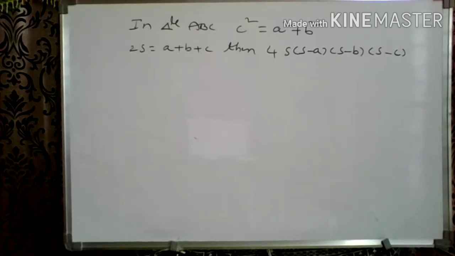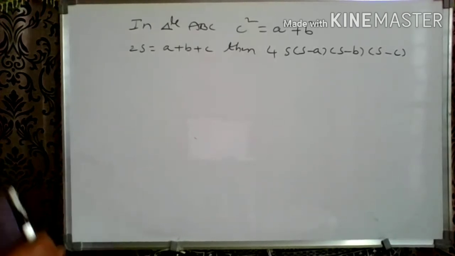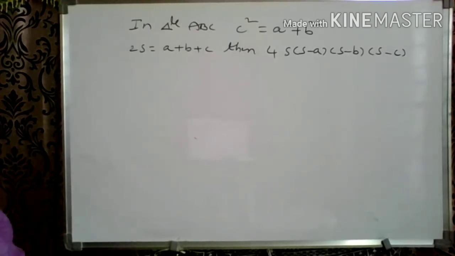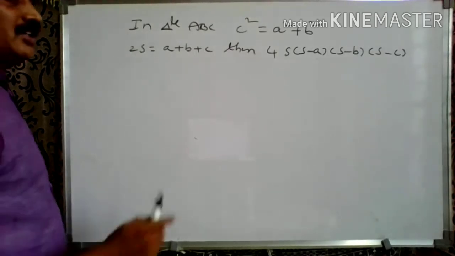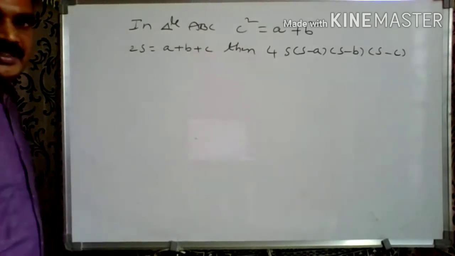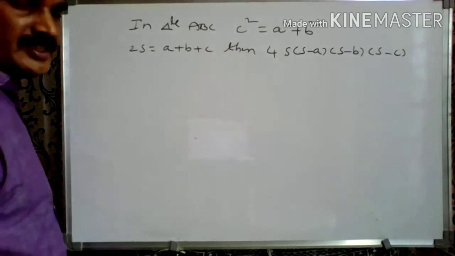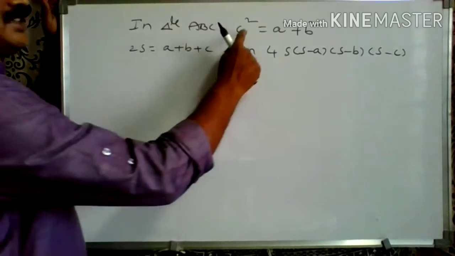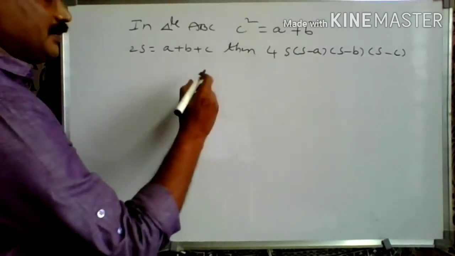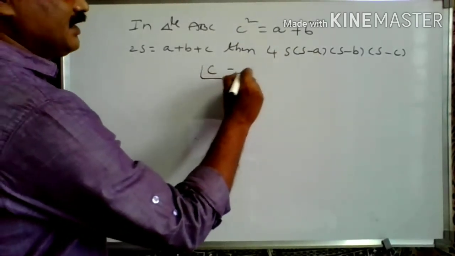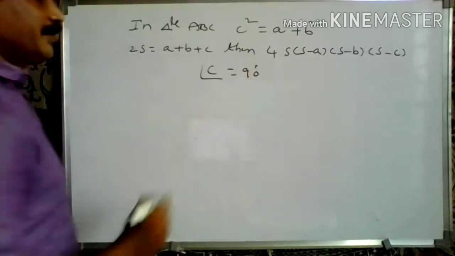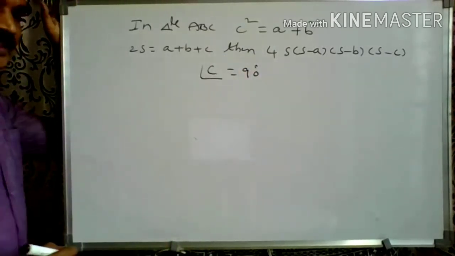Next problem. In triangle ABC, c square is equal to a square plus b square, and 2s is equal to a plus b plus c. Then find 4 into s into (s minus a) into (s minus b) into (s minus c). Students, here c square is equal to a square plus b square, so angle C is equal to 90 degrees.